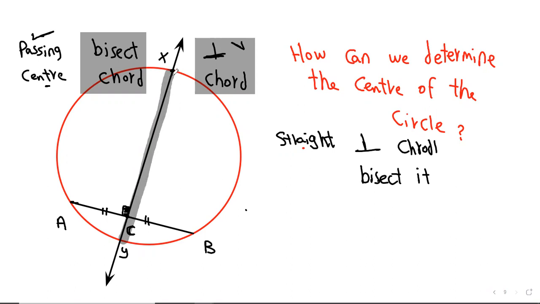And why did I say that XY is a diameter? Because this straight line bisected this chord and is perpendicular to it from the midpoint. By finding the length of XY, then take half of this length. And half of XY is the radius. So this point here is the center of the circle. That's it.